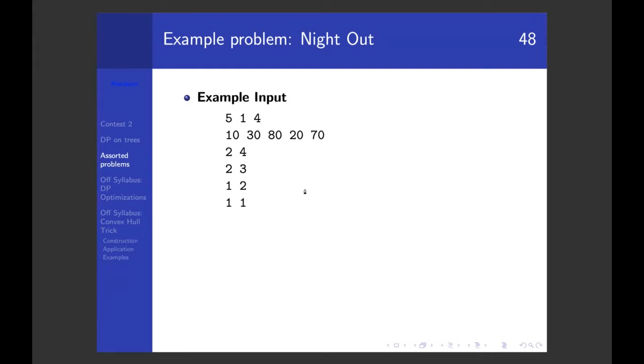So for an example here, we have 5 restaurants. K is 1, which just means we can't visit the same restaurant twice in a row. And then 4 queries. Query 1, we're going to go to some restaurant from 2 to 4. Let's get the output here. We go to the biggest one, so we go to this one here. That is restaurant 3.